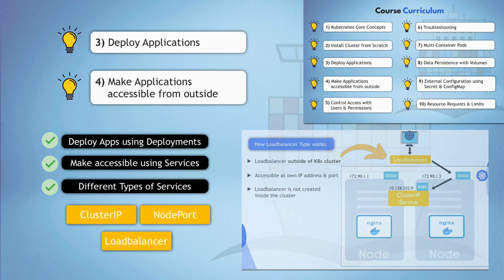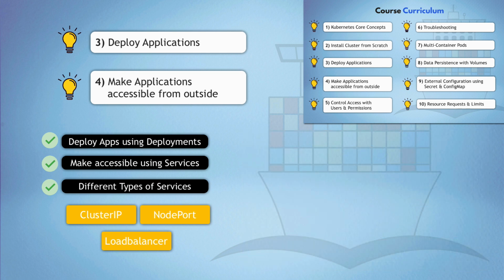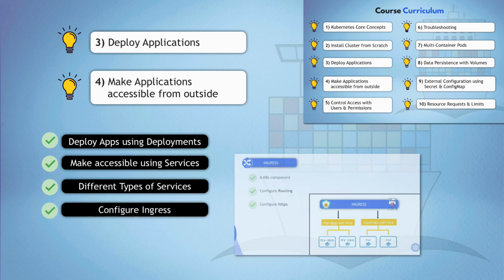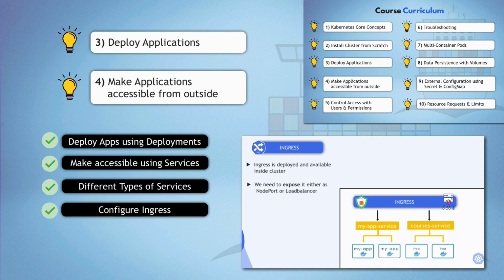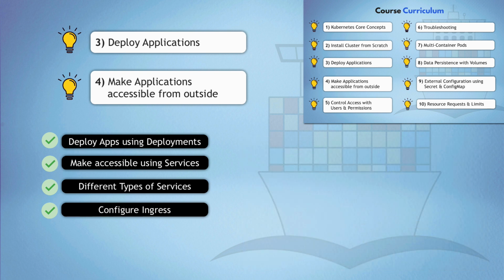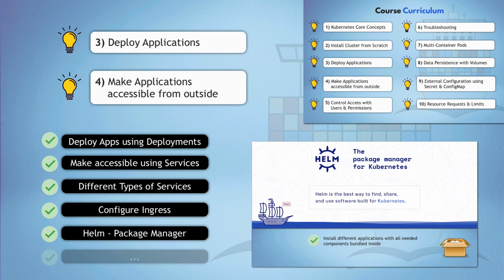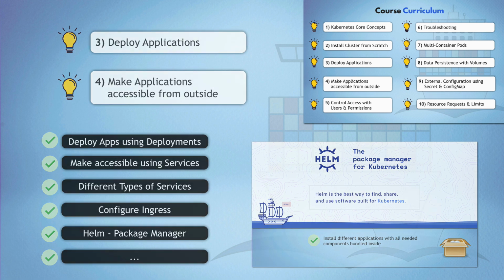One of the common ways of configuring external access to our applications running in Kubernetes is ingress. So you will learn what ingress controller is and how to create ingress resources to configure routing in a cluster. And since we will be installing the ingress controller application using Helm, you will also learn what Helm is, how it works, and how to use it to easily install different applications in Kubernetes.